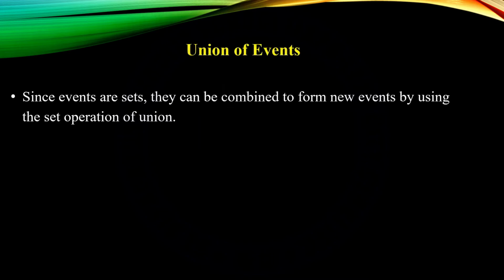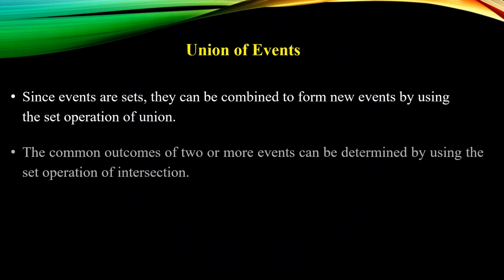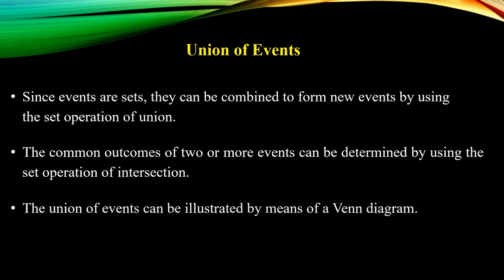The union of sets is the same as the union of events. Since events are sets, they can be combined to form new events by using the set operation of union. The common outcomes of 2 or more events can be determined by using the set operation of intersection. The union of events can be illustrated by means of a Venn diagram.